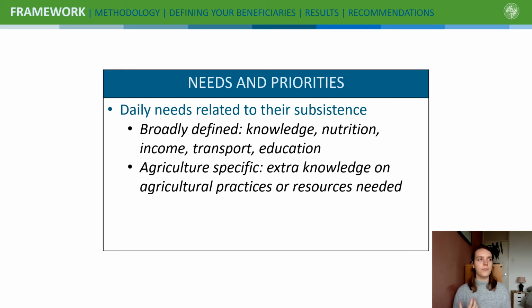So this could be, for instance, extra knowledge on how to prepare your seed beds. Or it could be about what are the resources that you actually need. So for instance, is there a need for a water pump, or is there a need for other technical tools that you could use to increase your production?